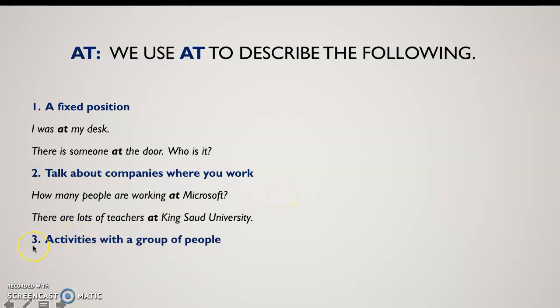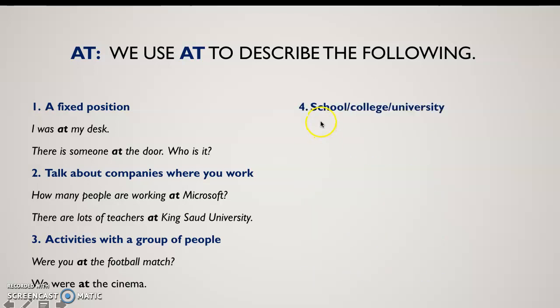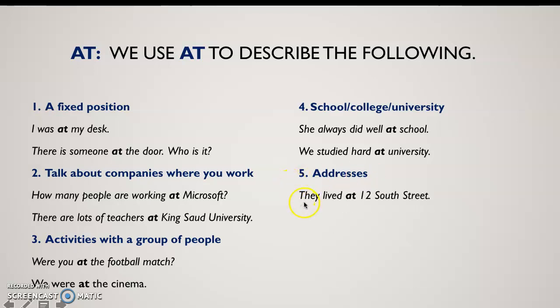Activities with a group of people. Were you at the football match? We were at the cinema. Now there are four more. When we talk about school, college and university. She always did well at school. We studied hard at university. Also, as I said before, we're talking about addresses with a number. So for example, they lived at 12 South Street.